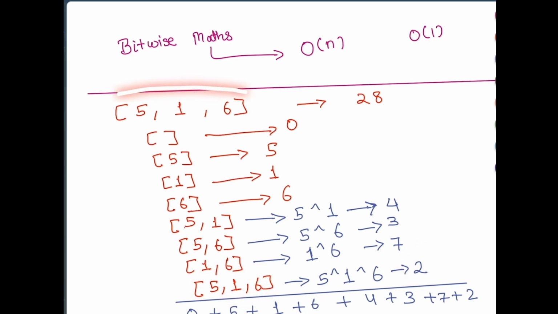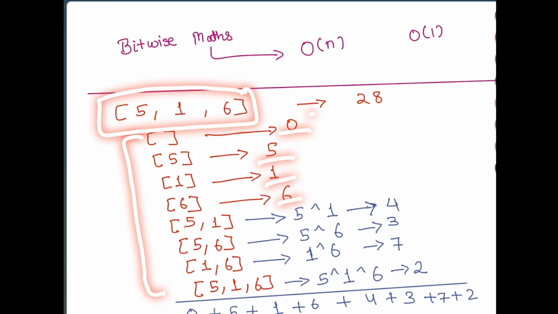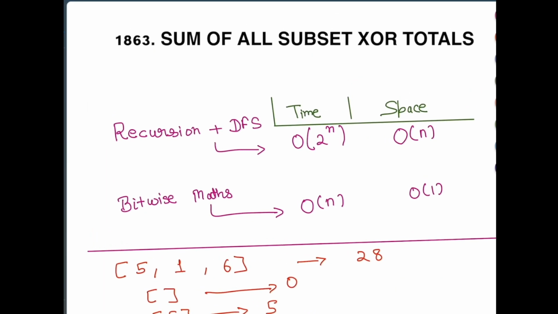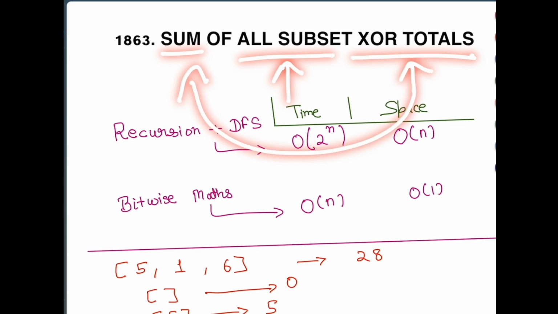So if your input is 5, 1, 6, you find all the subsets, find their XOR totals, and when you sum them all, then this is going to be equal to your output. And that is what the question is all about. You need to find the sum of all subset XOR totals. Okay, so first we need to find all the subsets, then we need to find their XOR totals, and then we need to sum them to get the output.